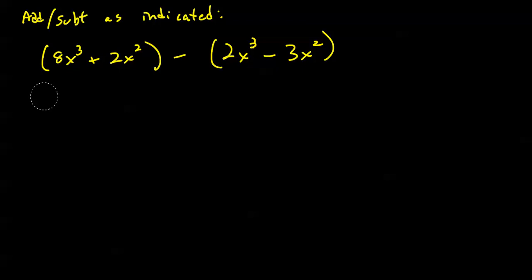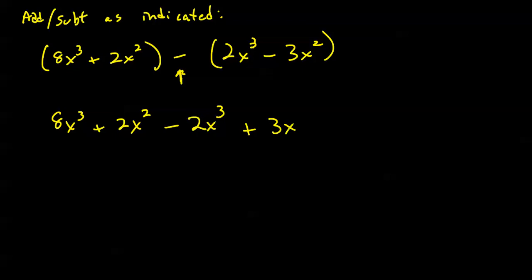Well, I think you know where we're headed here. When you're subtracting polynomials, basically I take the opposite of the polynomial I'm subtracting and change all the signs and treat it like an addition. So just carry that negative sign through the polynomial you're subtracting and then combine like terms. 8x cubed minus 2x cubed is 6x cubed.